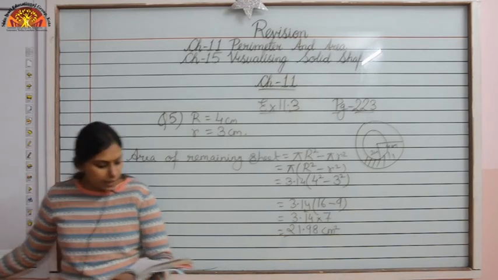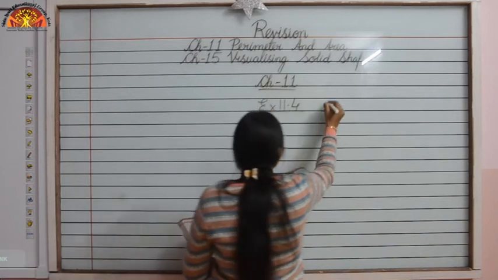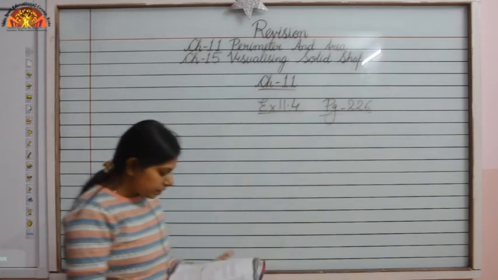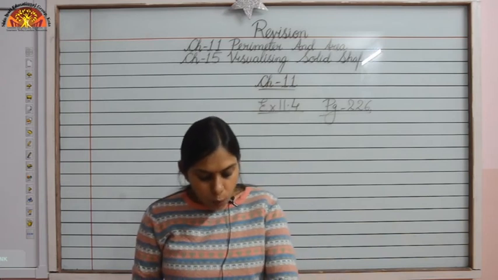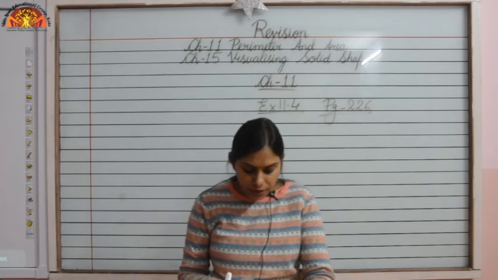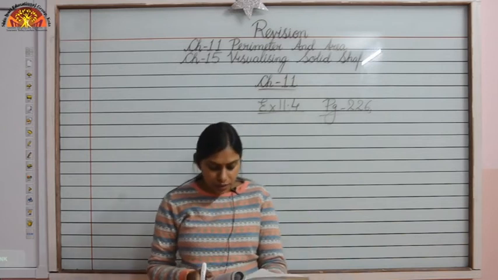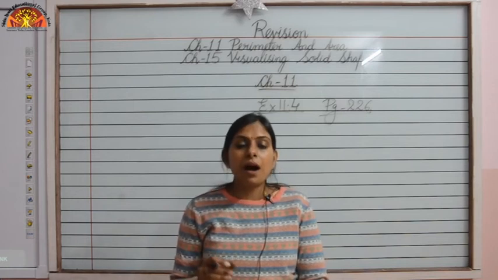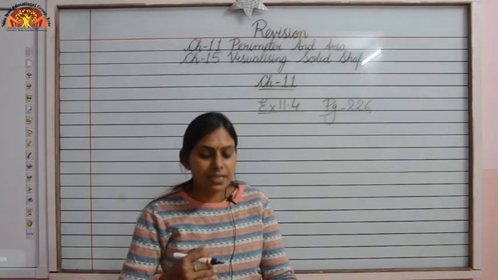Okay. So please take out exercise 11.4. It's exercise 11.4, page number 226. Okay. Now just see children, the fifth question over here, exercise 11.4, question number 5. A path 1 meter wide is built along the border and inside a square garden of side 30 meters. So it is given children that there is a square garden whose side is 30 meters, and inside the square garden a path 1 meter wide is built.